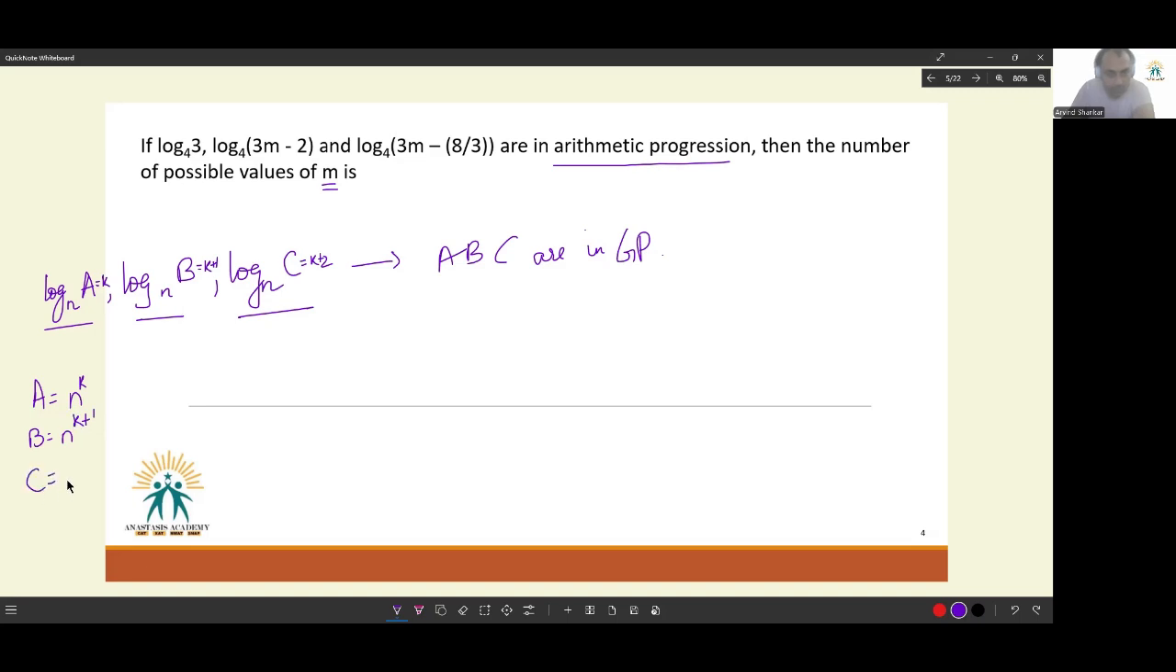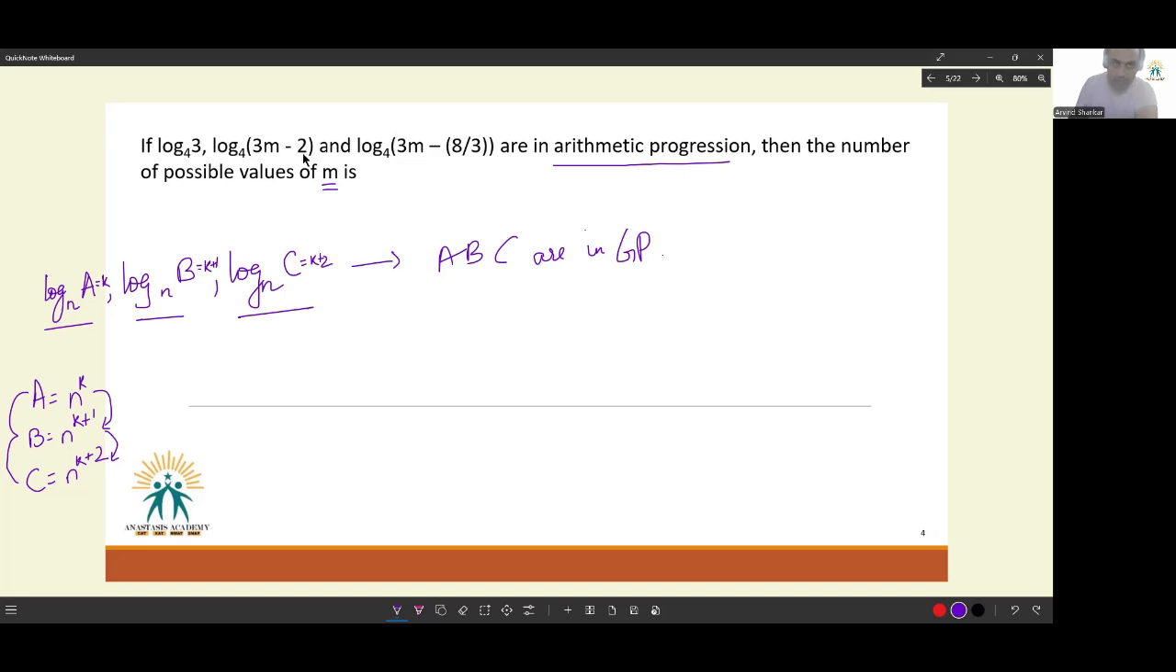And C is equal to n raised to the power K plus 2. Can you see? In order to move from A to B to C, you simply need to multiply it by n. A, B, C are in GP. Once that is known, we can do our subsequent processing here.